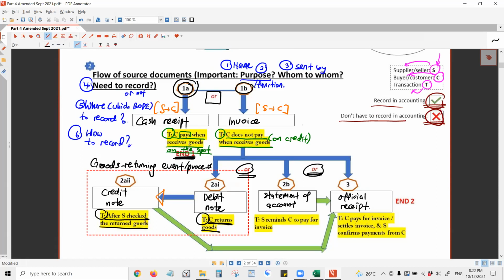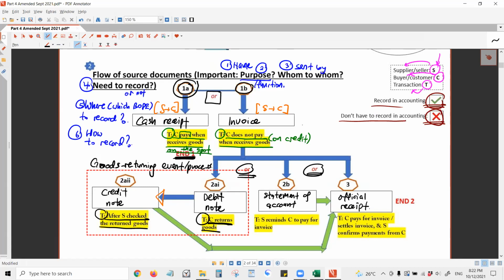Imagine that you are the seller. When the customer returns goods back to us, do we have to check the condition? Of course, right? We have to check. So for now, just know this. It's good enough for now. Later, I will explain more about goods returning. So debit note first, then only credit note.